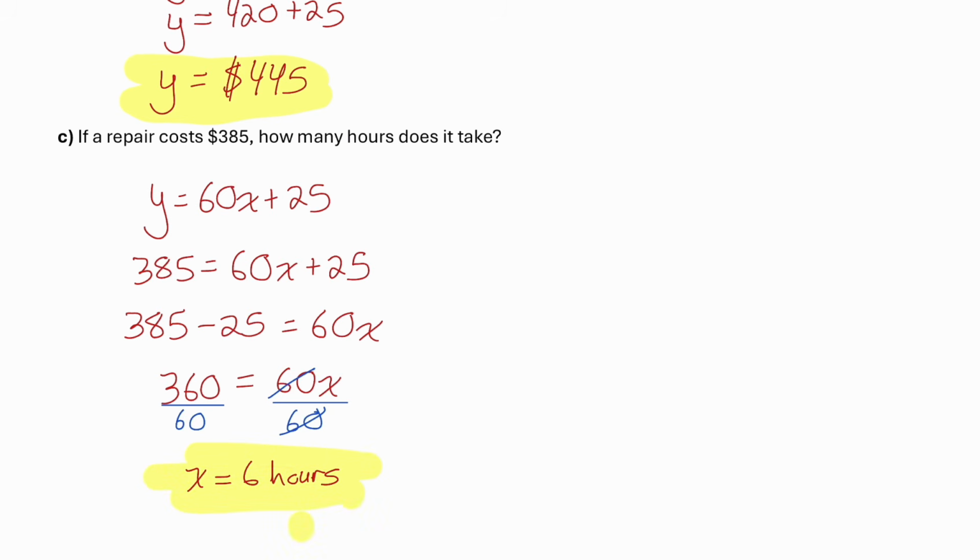So that's the end of this lesson, where we come up with the equation of a line given slope and a point, or given 2 points.